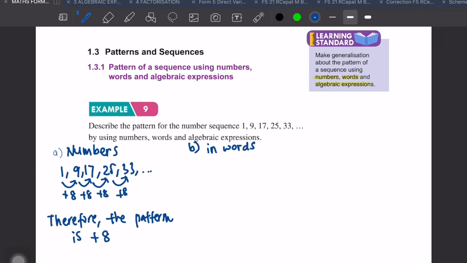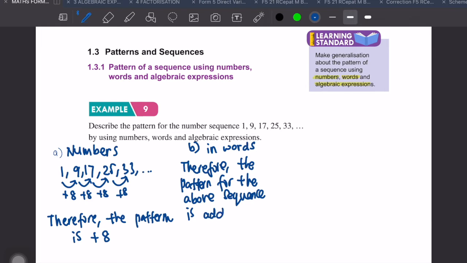In words, you need to write like this. Therefore, the pattern for the above sequence is add 8 to the previous number. Okay, simple, right? And finally, the third type: how to write the pattern by using an algebraic expression.